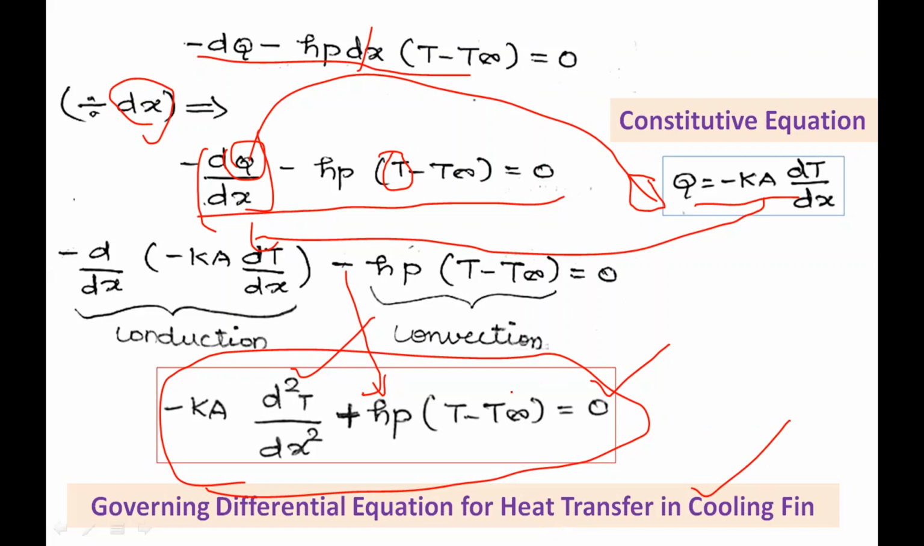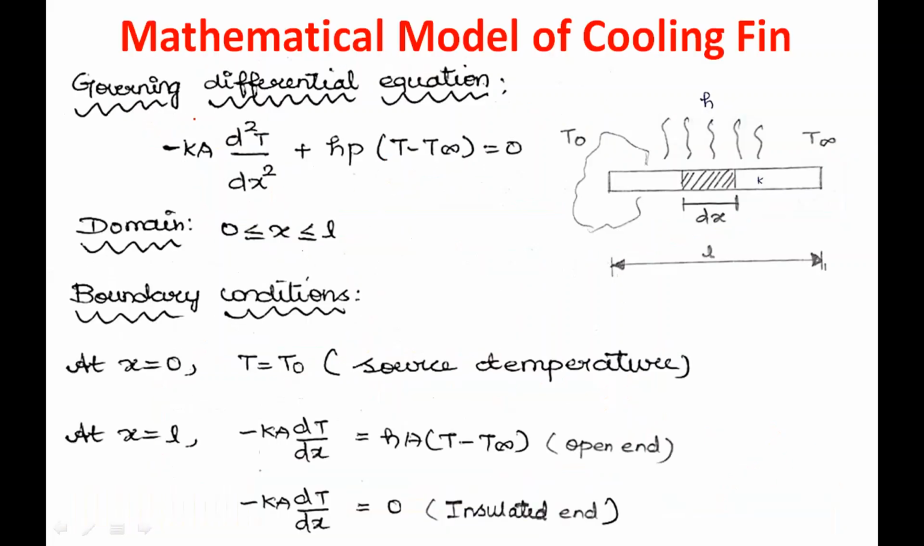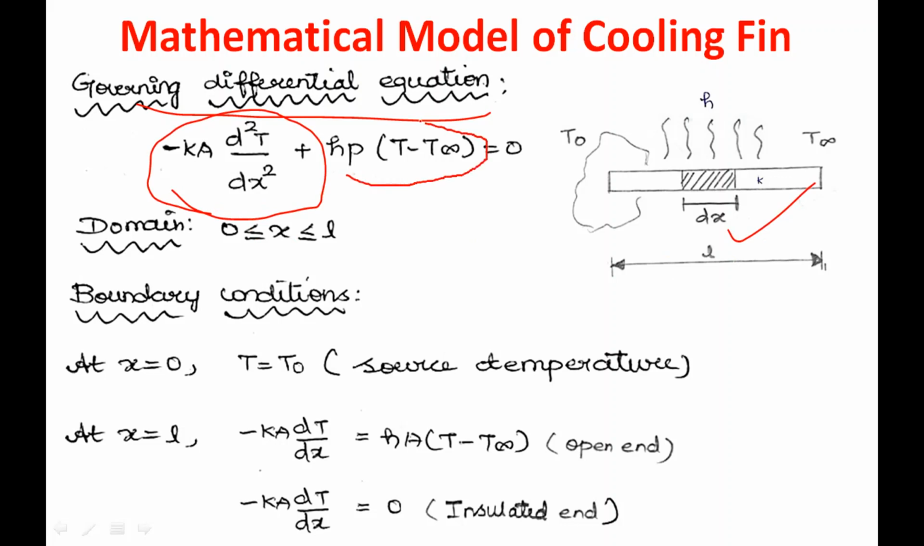For any mathematical model, we have to write these three things. First one is governing differential equation for this cooling fin problem, minus kA d square T by dx square plus hP (T minus T infinity). So this is for conduction, this is for convection. This is equal to 0. What is the domain? The length of the cooling fin is the domain. So x is varying from 0 to L. We are considering the x direction along the axis of the fin.